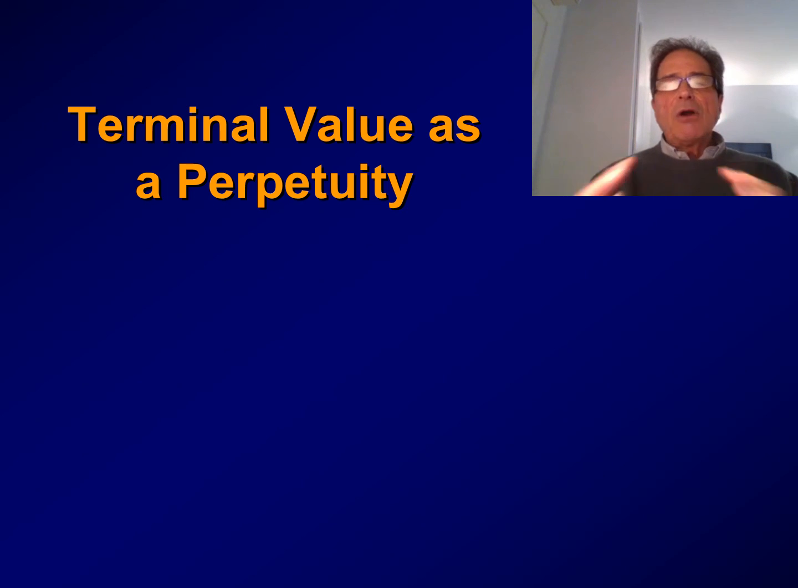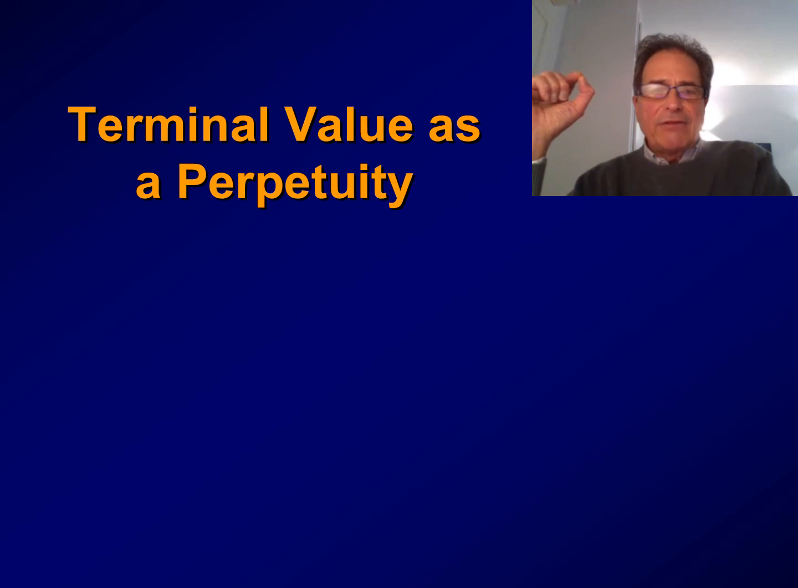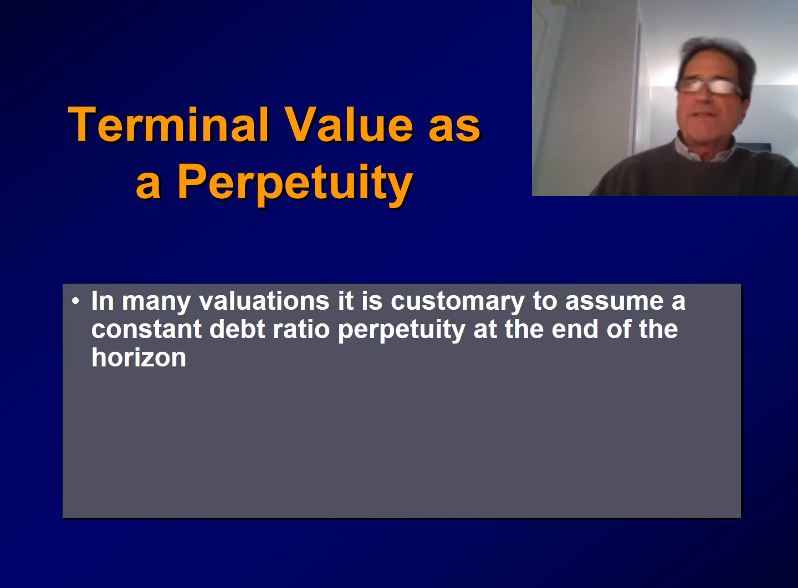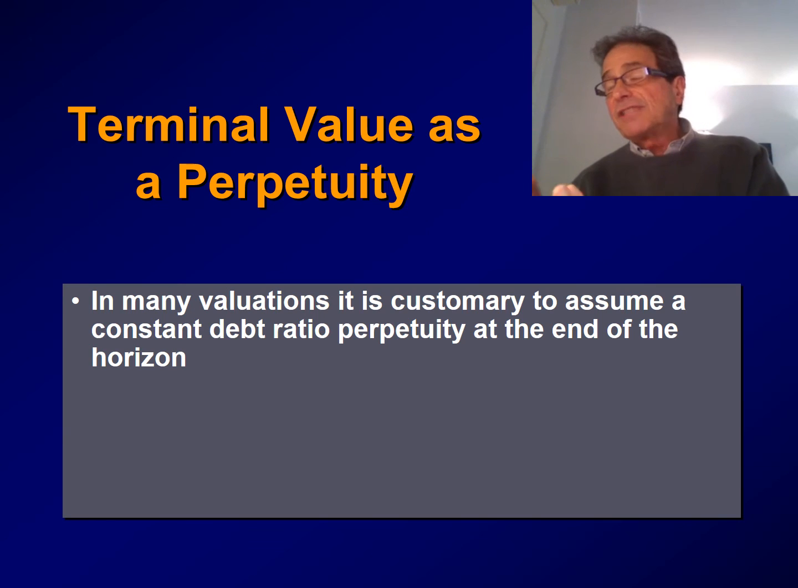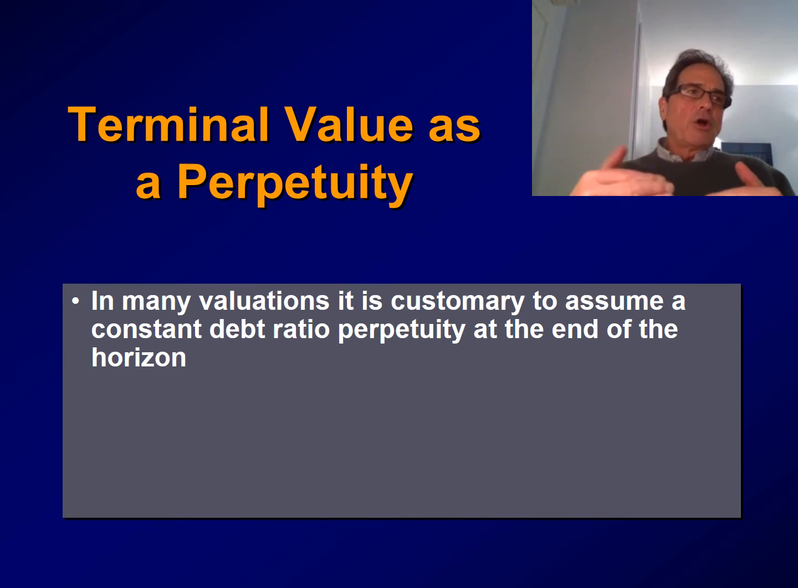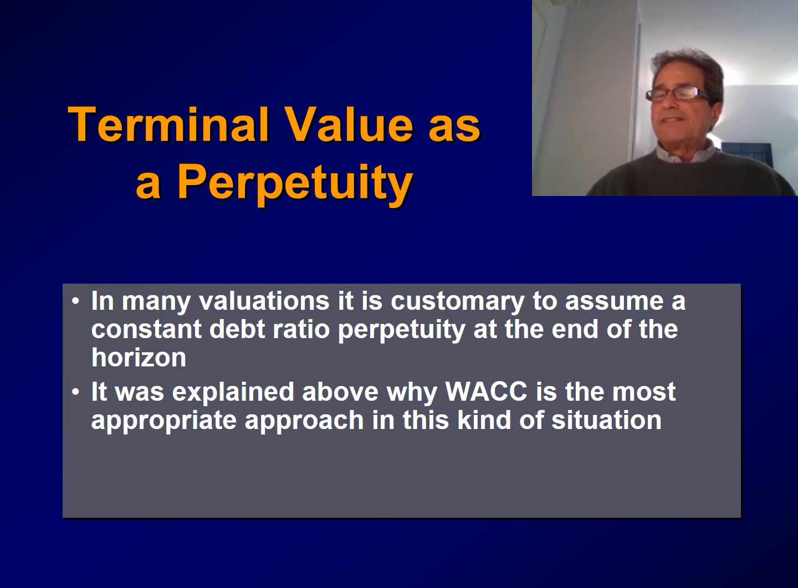Now let's focus on the terminal value, so the value of the company at the end of the projection period. Usually, this terminal value is represented as the present value of a perpetuity, a perpetuity that will assume a constant leverage ratio. And we saw before that WACC is the appropriate discount rate when we have a constant leverage ratio. So it is easy to conclude that WACC is the appropriate discount rate for the cash flows of the perpetuity that starts at the end of the horizon.